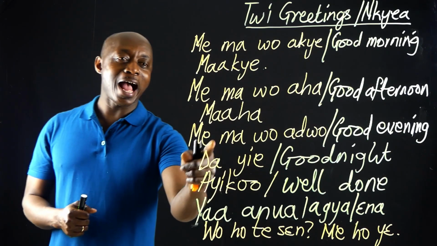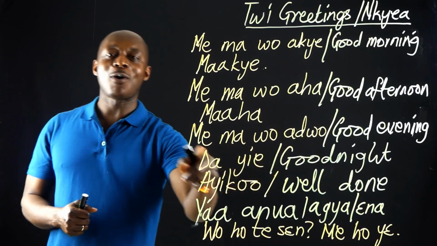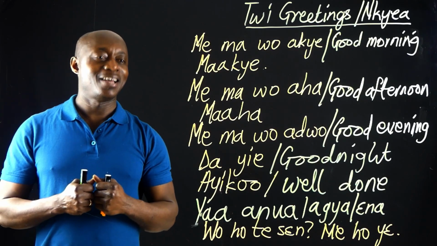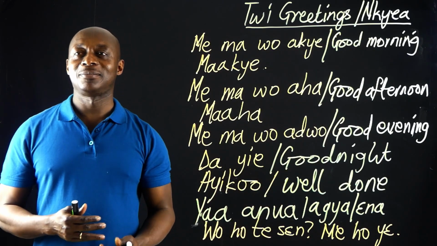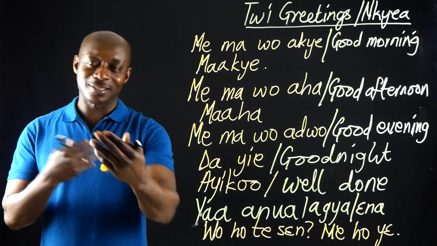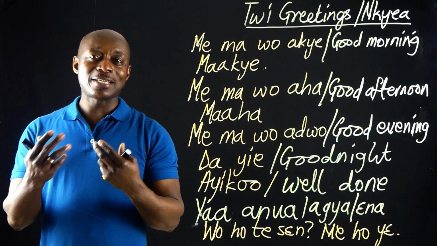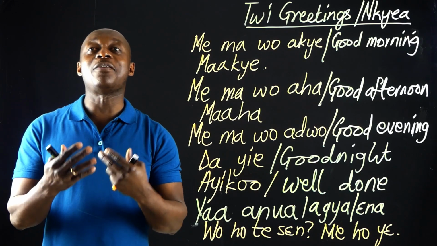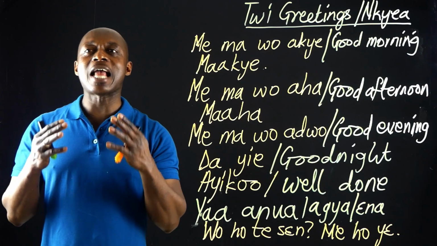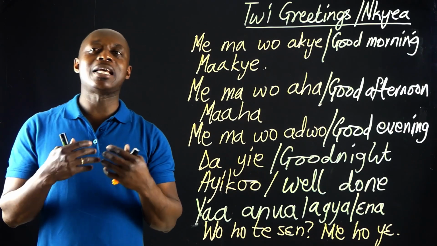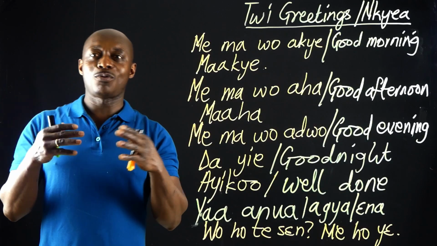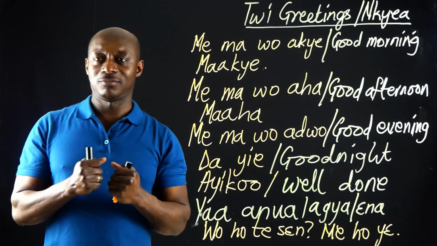In the evening, I will say what? Maadwo, meaning good evening. The response is the same. Ya anua, ya agya, ya ena. Ya anua, that is, nua is brother, so a person of my age, I can say ya anua. If she is an elderly, like my mother, I will say ya ena. Like my father, I will say ya agya. A prominent person, a chief or a queen, then I will say ya nanao.